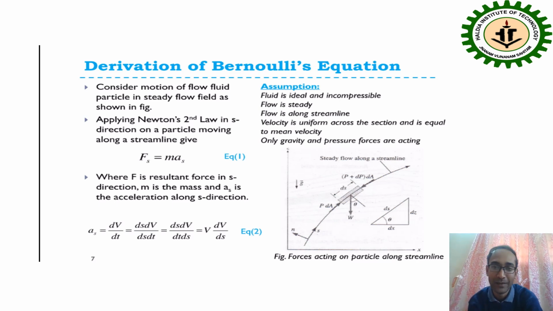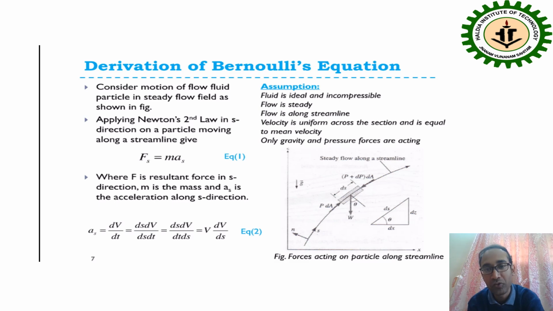So, how is the Bernoulli equation derived? There are some assumptions. What are the assumptions? The fluid is ideal and incompressible. Ideal fluid means there is no viscosity, and incompressible means there is no volume change due to pressure. The flow is steady, that means it is steady along the streamline, and the fluid is also along a streamline.